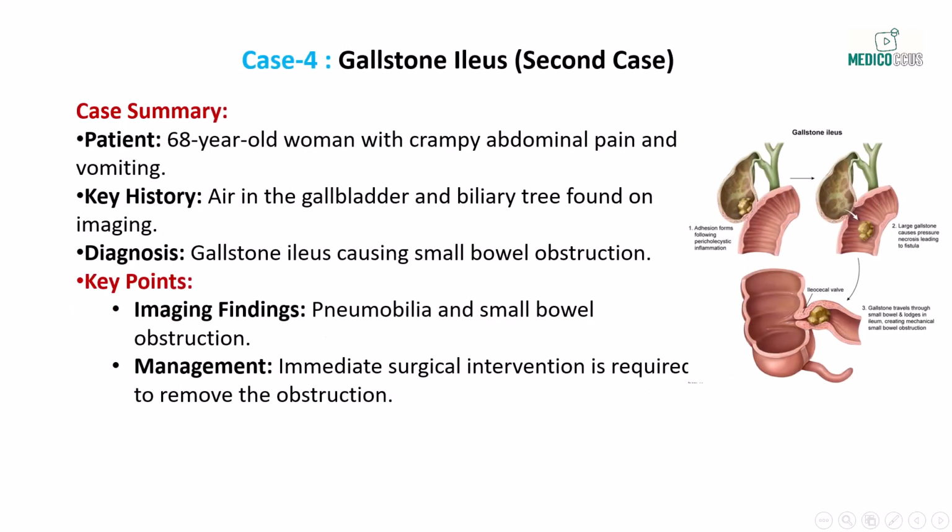Another case we discussed features a 68-year-old woman who presented with crampy abdominal pain and vomiting. Imaging showed air in the gallbladder and biliary tree, leading to a diagnosis of gallstone ileus. This case further emphasizes the importance of understanding the pathophysiology of gallstone ileus, where a gallstone erodes through the gallbladder into the GI tract, forming a fistula and ultimately causing obstruction in the small bowel. The patient's presentation of SBO symptoms along with pneumobilia on imaging should prompt immediate surgical intervention.